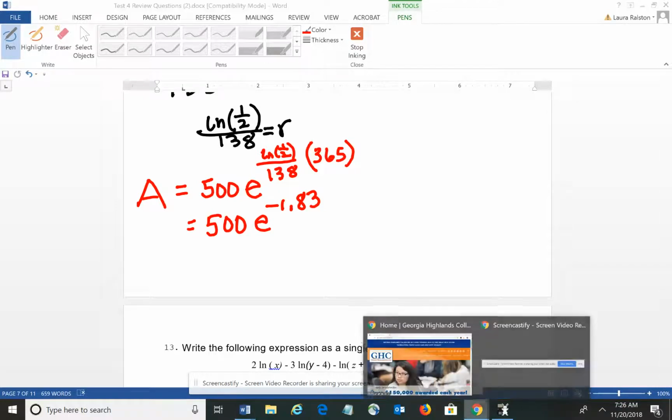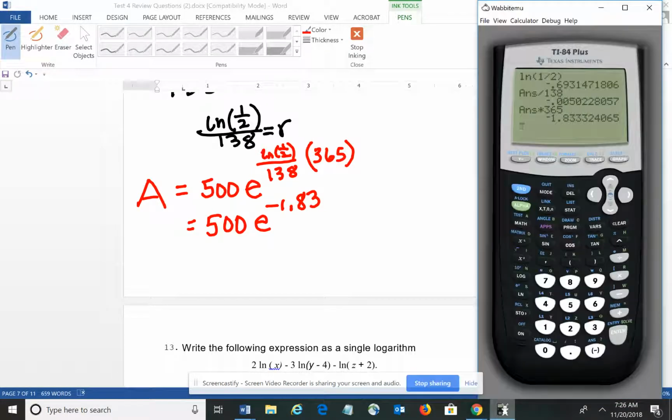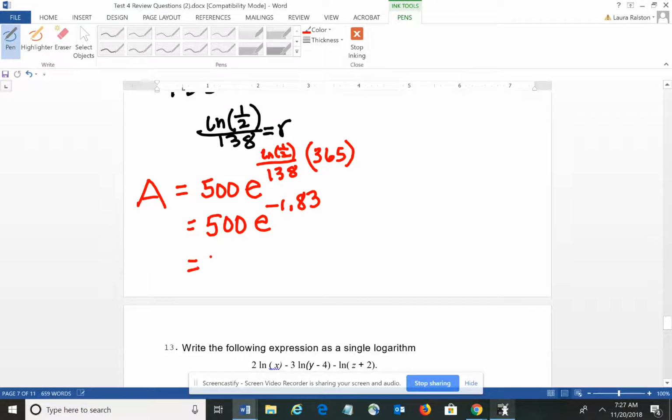And then we do those calculations. So we want to do 500 times e to the power of that big long decimal number that we just calculated. And we end up with 79.9. And we round to one decimal place because that's what they ask us to round to.